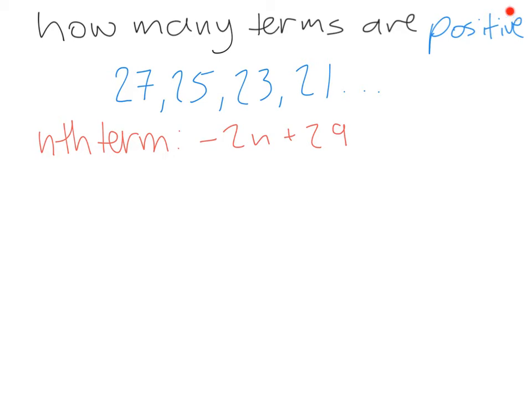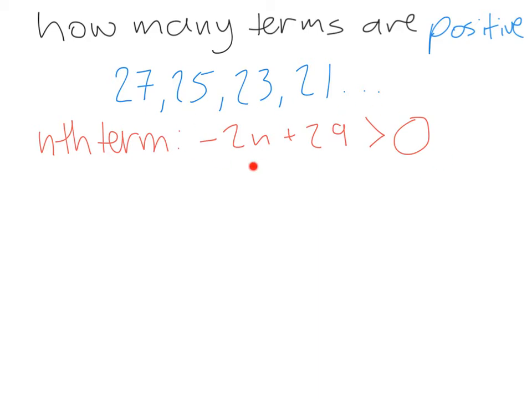Since we're trying to figure out how many terms are positive, and positive means greater than 0, we take our nth term and make it greater than 0 using our inequality signs. So we now have minus 2n plus 29 greater than 0. We think of our inequality signs as crocodile teeth, and the crocodile is always going to eat the bigger amount. If we were trying to say it was negative, which would be less than 0, it would be facing the other direction. But in this case it's positive, greater than 0.